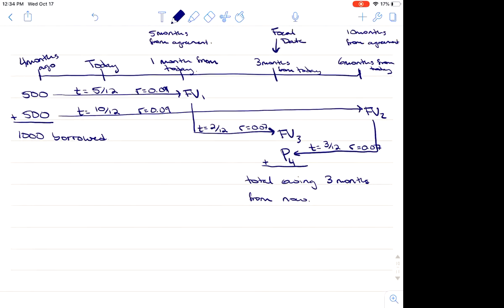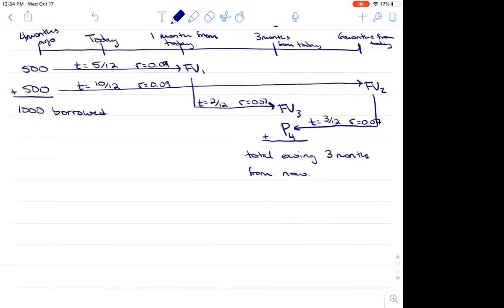Okay, but in making our timeline, we've already identified what we need to solve for. We're going to solve for that first future value, that second future value, then we're going to pull them back to find the equivalent payment 3 months from today. So, nothing to it but to do it.